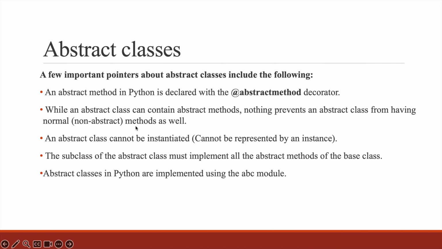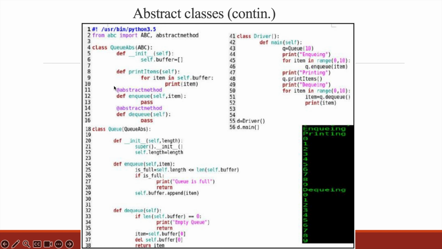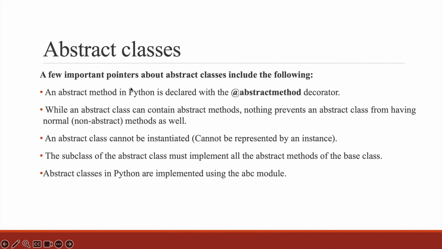So now we can go back to the notes. For a few important pointers, the abstract method in Python is declared with the abstract method decorator. We have to start it with an @ and then write abstractmethod in the line before the method declaration. While an abstract class can contain abstract methods, nothing prevents an abstract class from having normal non-abstract methods, which we've already seen here. So this abstract class included normal methods, or we also call them concrete methods, and it also included abstract methods. It doesn't have to only be abstract methods.